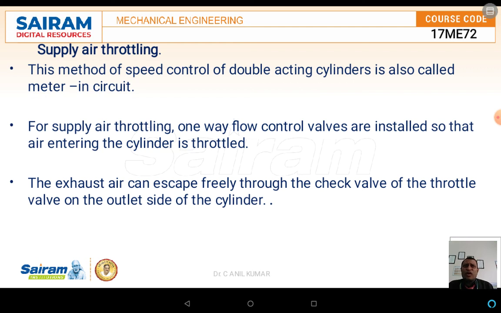A one-way flow control valve is installed so that the air entering into the cylinder is controlled, or throttled, by which the operation of the cylinder, or the movement of the piston inside the cylinder, can be controlled. The exhaust air can escape freely through the check valve of the throttle valve on the outlet side of the cylinder.